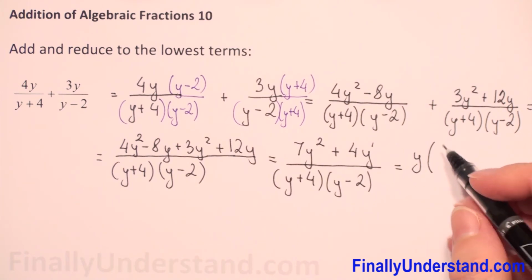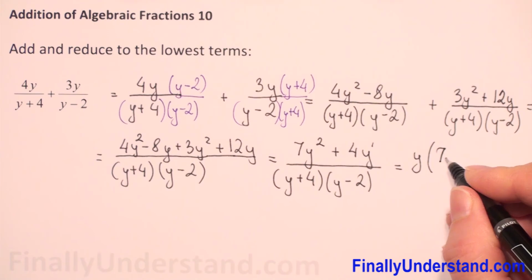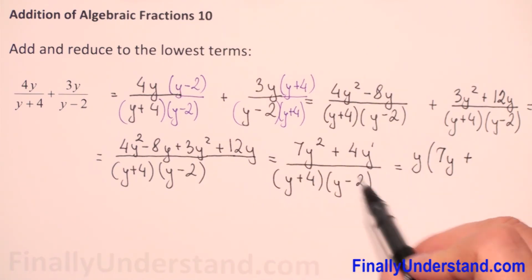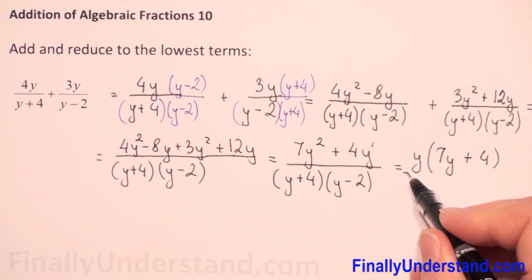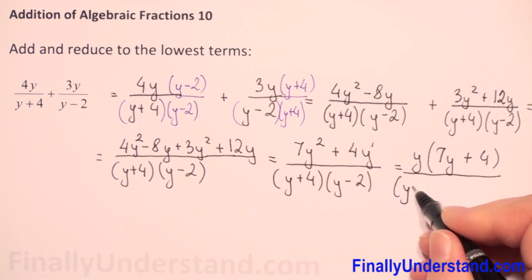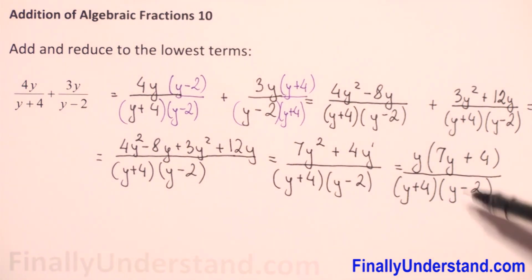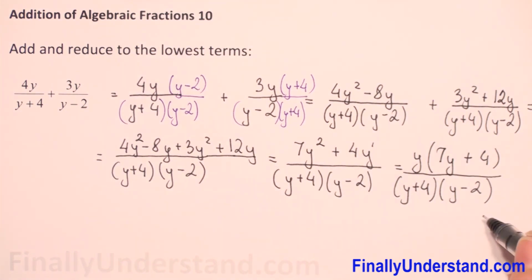We don't have to write the power. So now I have to multiply y by 7y to get 7y squared, and I have to multiply y by 4 to get 4y. Over, we have y plus 4 times y minus 2. And now we have to check if we can reduce something. We have different terms in parentheses and y before, so we cannot reduce anything because we can reduce only the same term with the same term. So this is my solution.